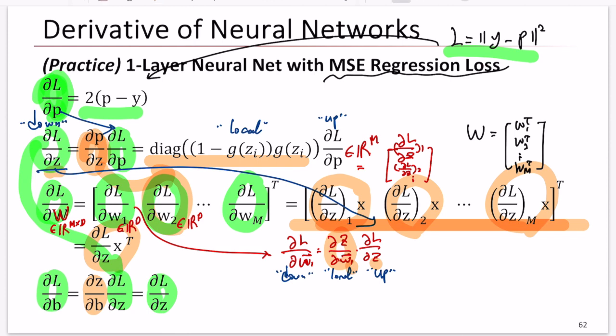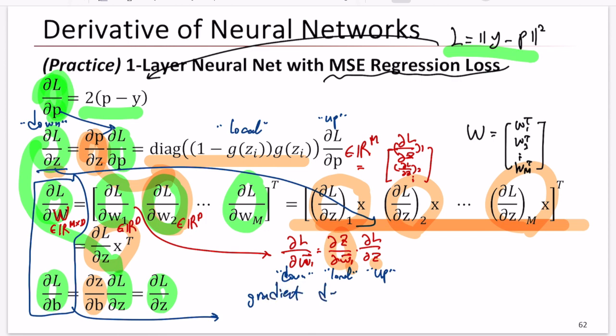Finally, we found dL/dW and dL/db, which means they can be used in the gradient descent algorithm to find the optimal W star and b star. That's it. So this is the one layer neural network with MSE regression loss case. Very simple.